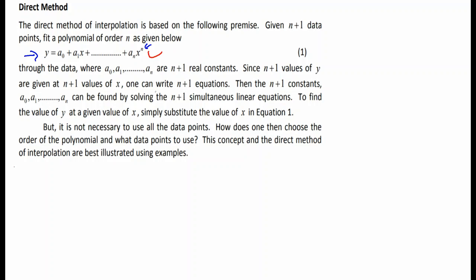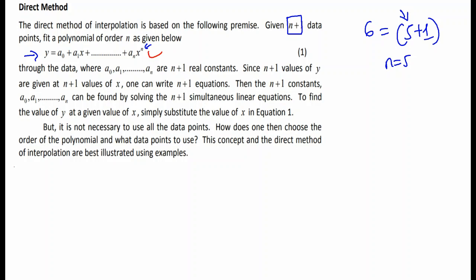Okay, so let me explain the n plus 1 data points to you. Let's say you are given 6 data points. Applying the n plus 1, that is the same as 5 plus 1 data points, right? So in this case, our n will be equal to 5. So if you are given 6 data points, that means you are going to use a polynomial of order 5, right?